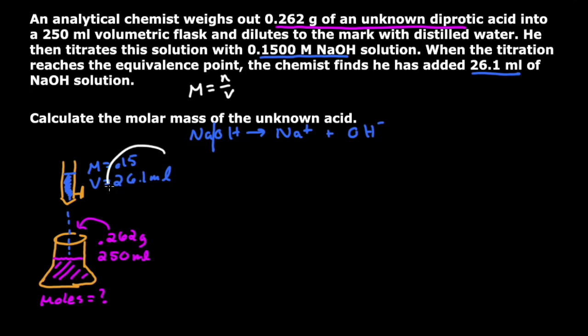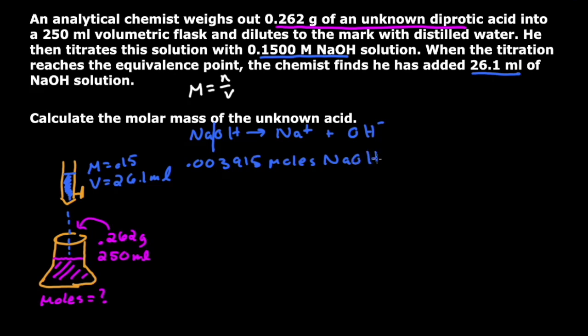And so I'll do these two numbers multiplied by each other, and make sure you convert this one right here to liters by dividing by 1,000, and you're going to get 0.03915, and that's going to be moles of NaOH.